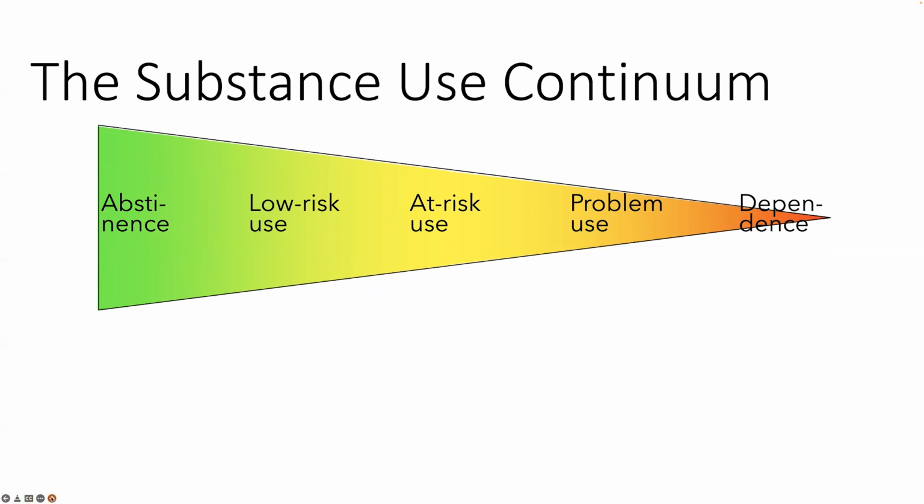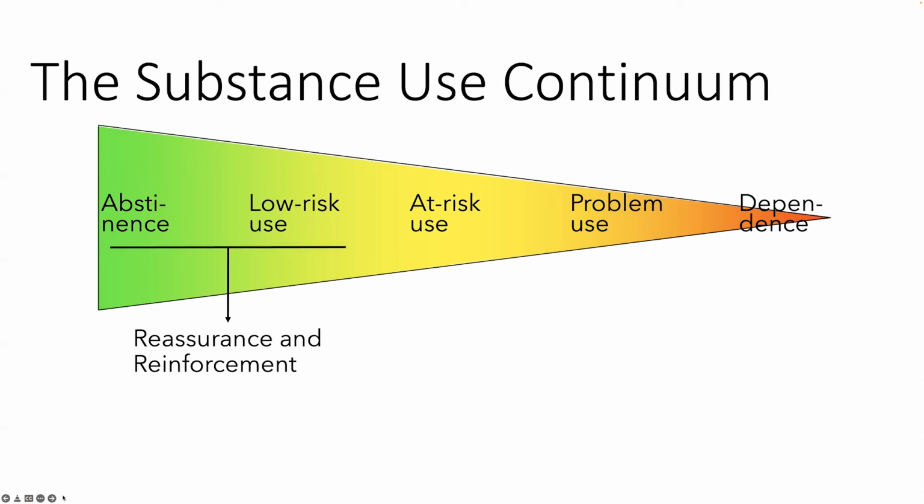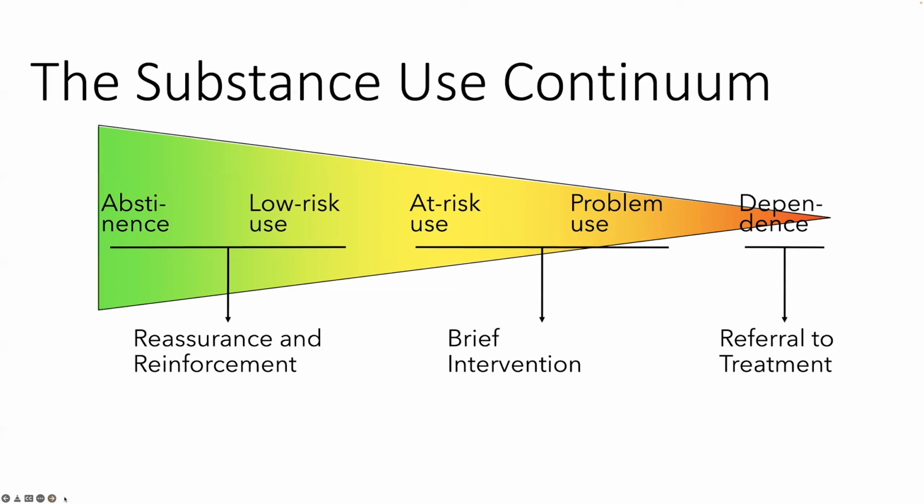So we use the results of the screen and the brief assessment to guide us towards what's most likely to be the best course of treatment for this person. Abstinent persons or people who are using in a low-risk, non-problematic way just need reassurance and reinforcement. If persons are indicating that their use puts them at risk or has created problems for them, they're likely to benefit from a brief intervention, a motivationally based brief intervention. And persons who appear to be likely dependent will do well to accept a referral to treatment. Sometimes persons are not quite ready to take that referral to treatment, and we can support them in the primary care setting with the brief intervention.